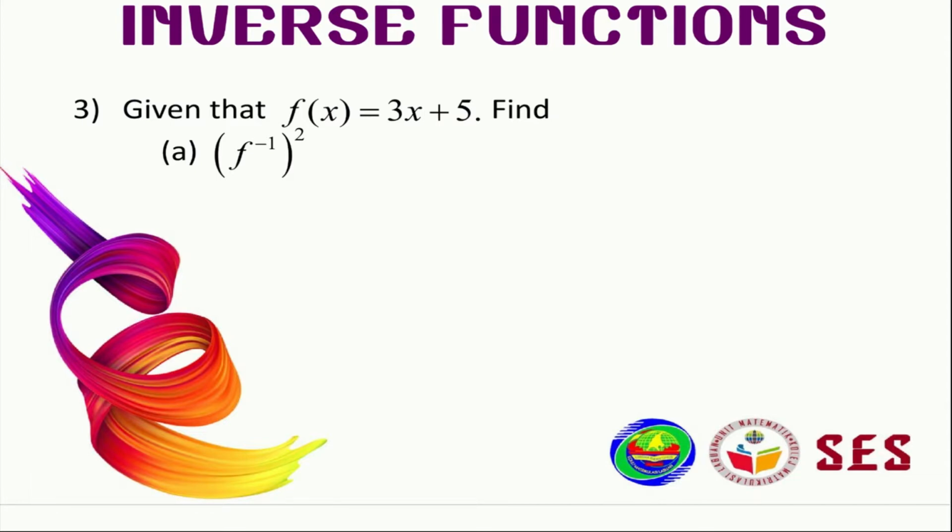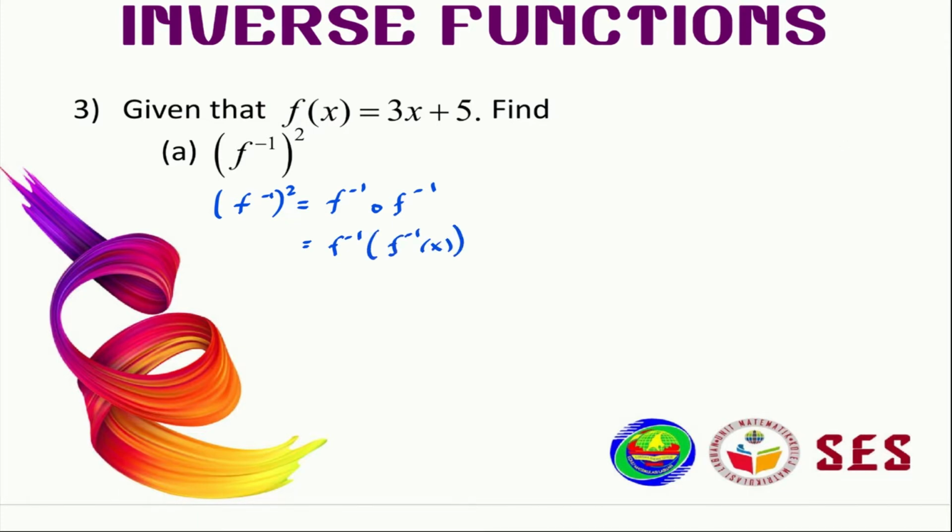So we are now in question 3. Given that f(x) equals 3x plus 5, find the composition of f inverse with f inverse. Okay, so this one is not squared. The f inverse composed with itself should be written as f inverse composed with f inverse, or basically f inverse composed with f inverse x.